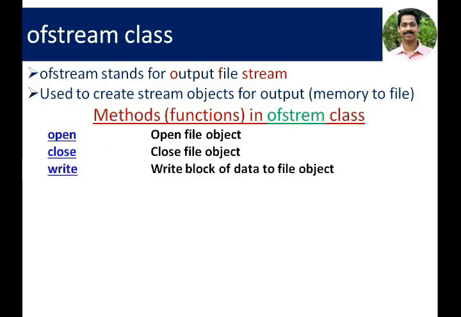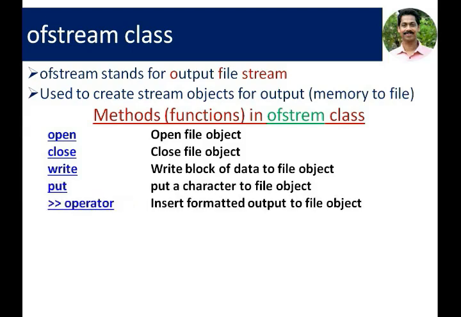This is used to write a block of data into a file object. OFStream is used for creating files. To write data into a file, we can use the write function. Put is a function used to put a single character to a file object. The less than operator inserts formatted output to a file object. It is similar to cout. The operator is mistaken here. You have to correct it as less than. It is the operator used with cout.